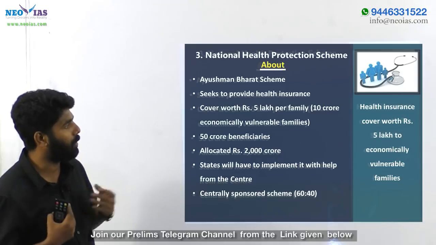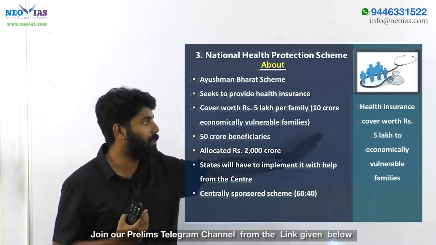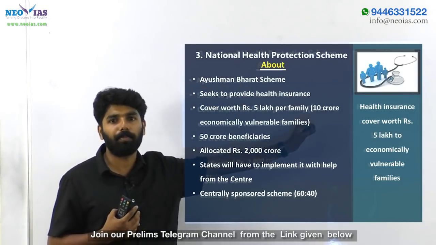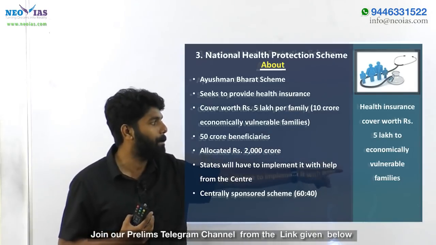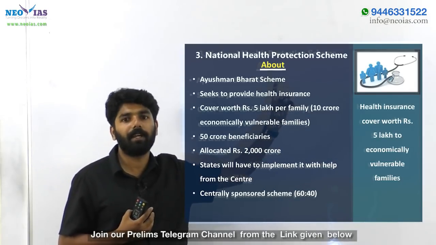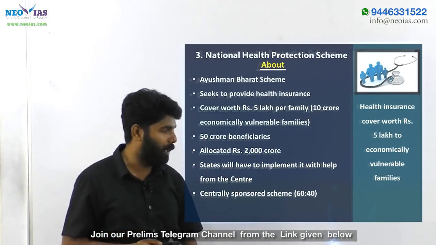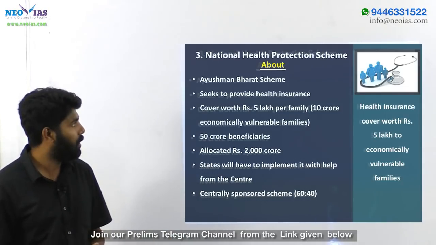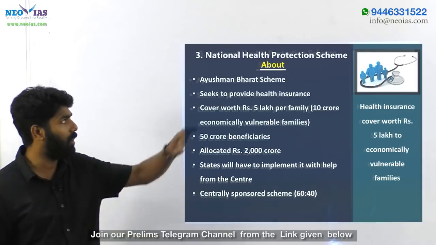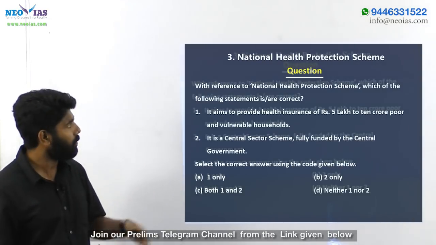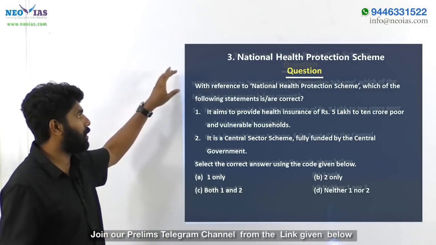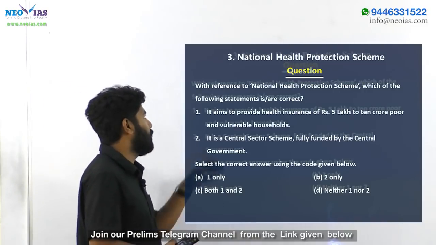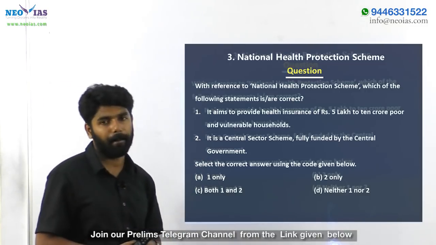One thing we need to remember is that it is a health insurance scheme. It will cover rupees 5 lakh per family, for 10 crore economically vulnerable families, and it is a centrally sponsored scheme, not a central sector scheme. Now we will discuss the questions related to the National Health Protection Scheme. The question was, with reference to the National Health Protection Scheme, which of the following statements are correct?